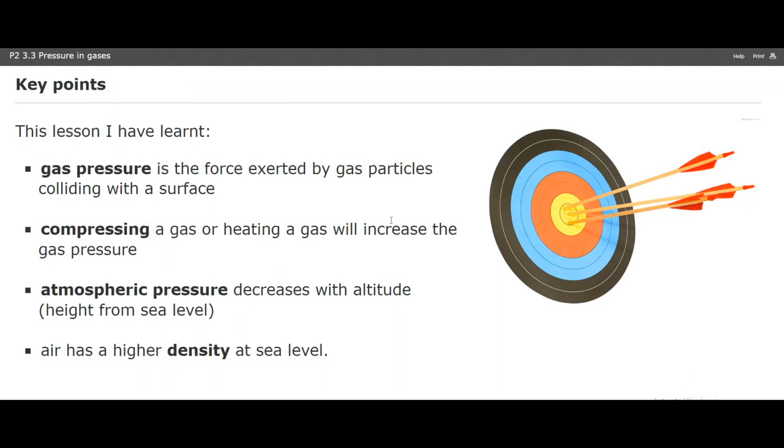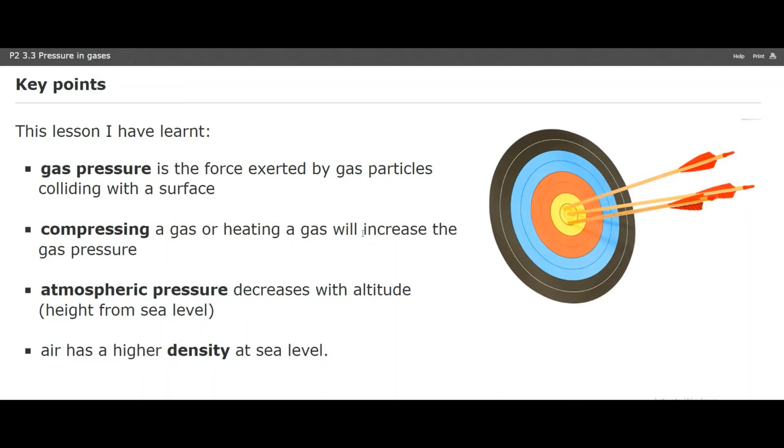And let's just recap. Gas pressure is the force exerted by gas particles colliding with surfaces. So for instance, inside the bottle, the air was bouncing off the inside of the walls, and those collisions were exerting a force on that surface, and that's what gas pressure is.